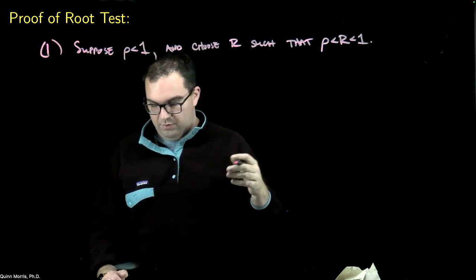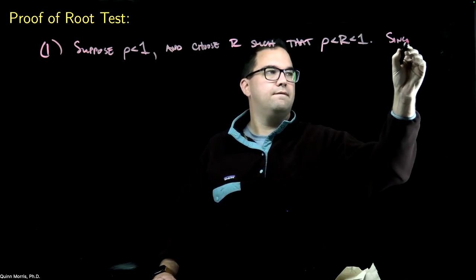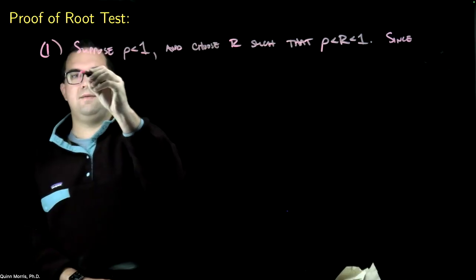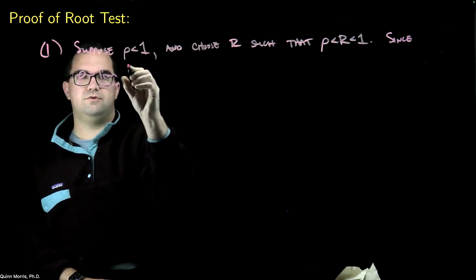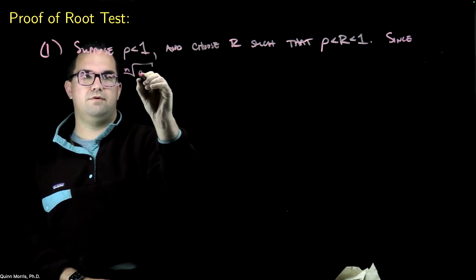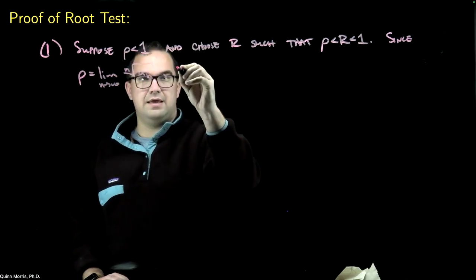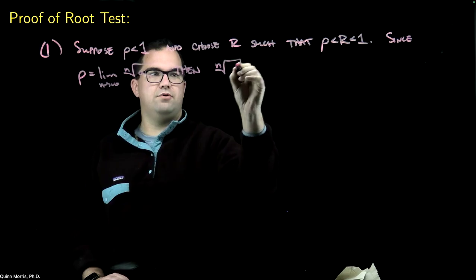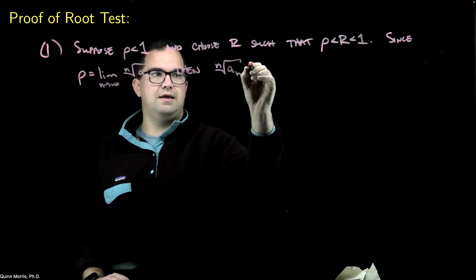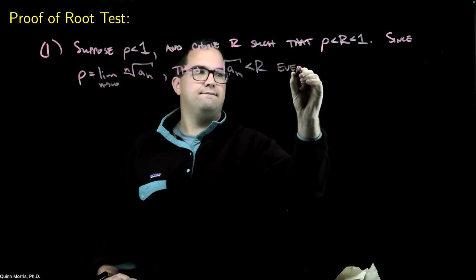Now, what does this mean? Well, since rho is the limit as n goes to infinity of the nth root of a_n, then the nth root of a_n must be less than this capital R eventually.